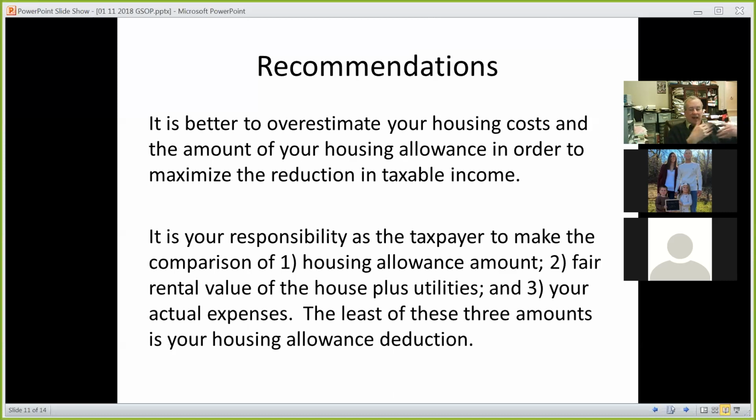Okay, so you understand how all the three pieces work together as far as what you get to exclude from income on your tax return. Yes, sir.